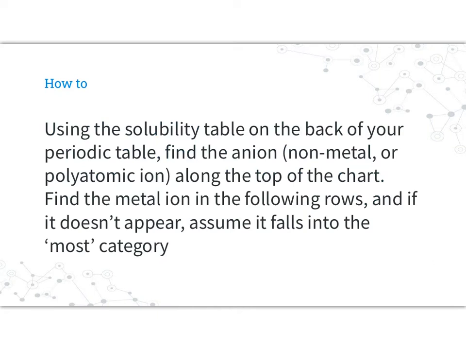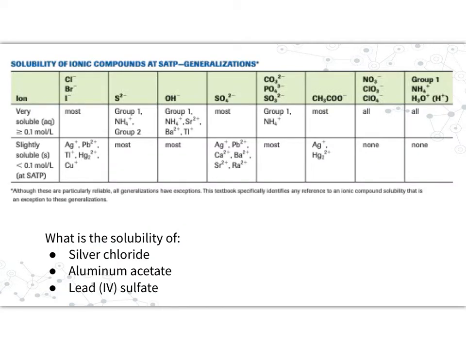Using the solubility table on the back of your periodic table, we're going to find the anion, or nonmetal, or polyatomic, along the top of the chart. We're going to find the metal ion in the following rows, and if it doesn't appear, we assume it falls into the "most" category. This is a representation of your solubility table from Nelson. Unfortunately, it doesn't match exactly, and the other one was a little hard to read, so I'm using this.